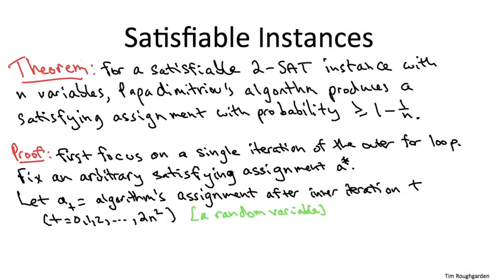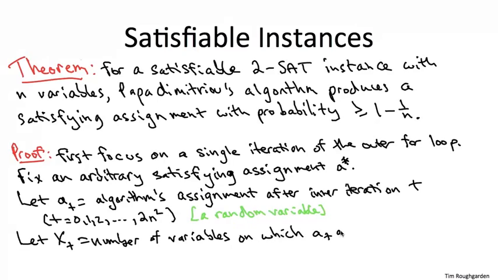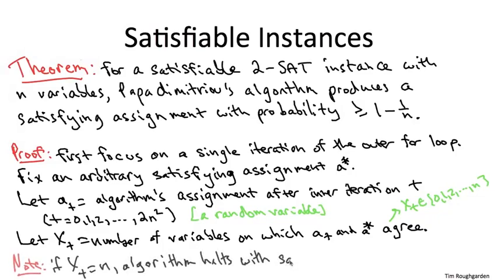Now, the great idea in this analysis is to use the right progress measure. Rather than counting the number of clauses that the current assignment satisfies, we're going to count the number of variable assignments that it got right. That is, the number of variable assignments with which it agrees with this reference satisfying assignment A star. Evidently, x sub t is an integer. It's 0 if A sub t assigns every variable the opposite of what A star does, and it's equal to n if A sub t and A star are exactly the same assignment. Of course, if we ever get to the point where x sub t equals n and A star is the same as A sub t, then A sub t is itself a satisfying assignment and we're good to go. The algorithm halts correctly.